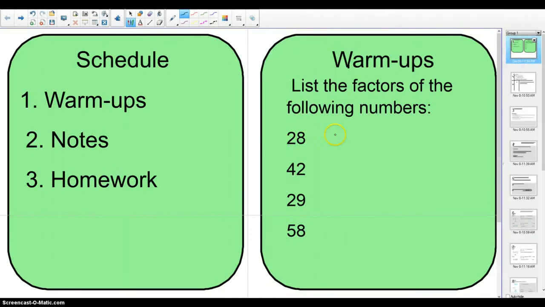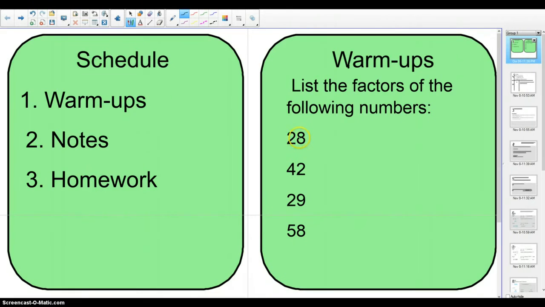So, for today's warm-ups, we had the problem of finding the factors of 4 different numbers. And the way that we're going to do that is by taking our number and dividing it sequentially by the numbers 2, 3, 4, and so on until we get halfway to our number. Now there is going to be an easier way to do this that we learn later, but for now this will get the job done.